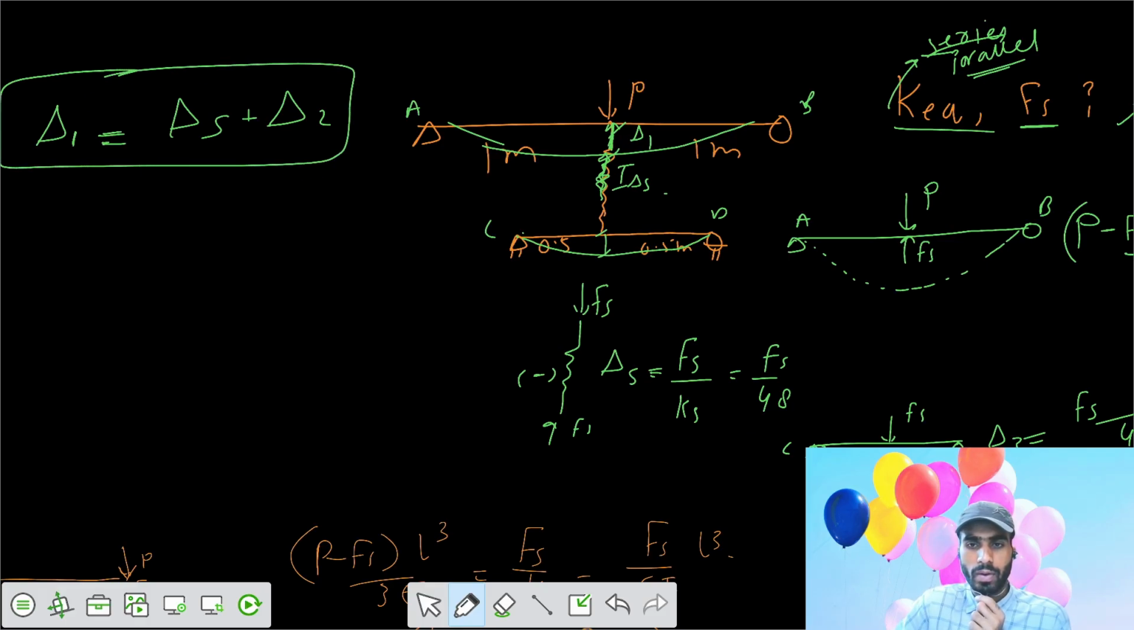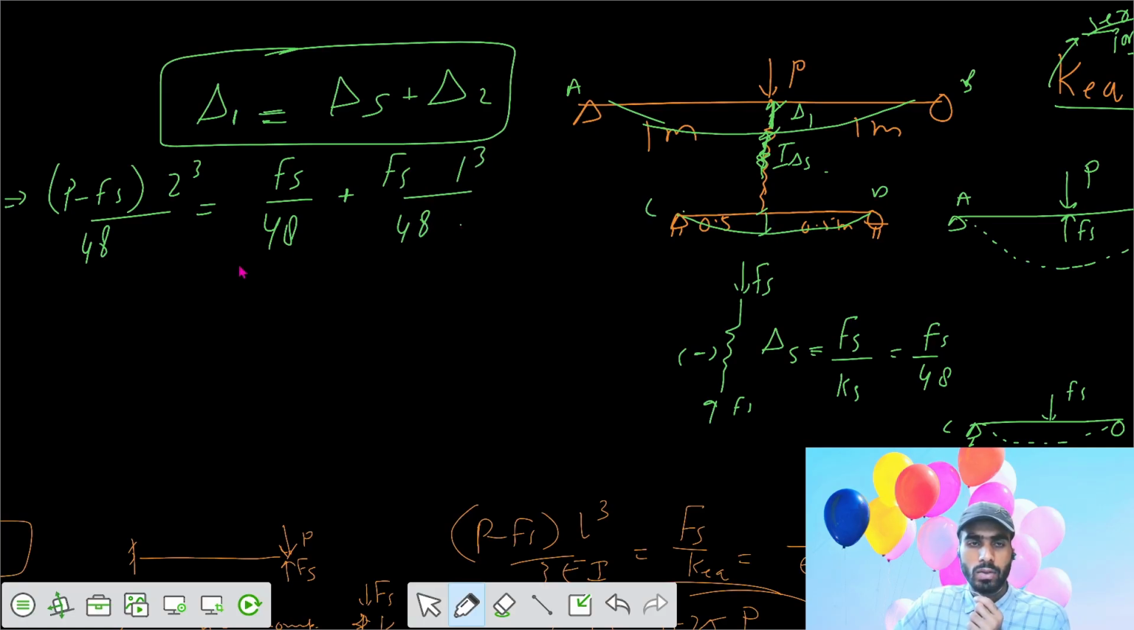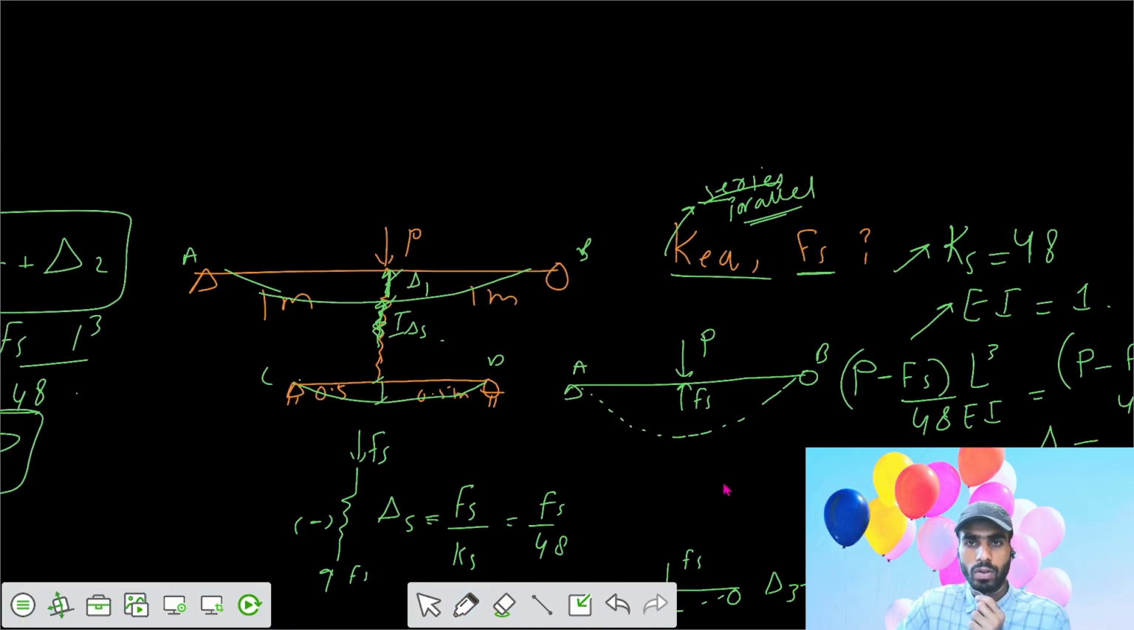And when you substitute the values, we can write the value here was (P minus Fs) L cube by 48 EI. This was equal to Fs by k, where k was 48, plus delta 2, which was Fs times 1 cube by 48 EI. When you substitute here, we get a value of Fs equal to 0.8 of load P. So we need to get that Fs equivalent.